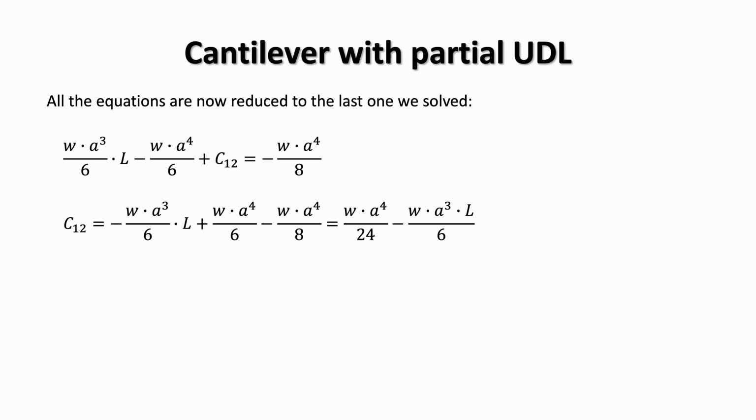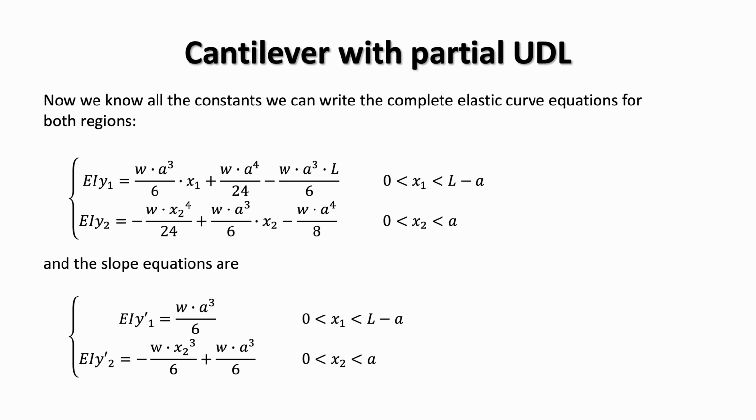At this point, all four constants have been found and the elastic curve and the slope expressions are fully defined in both regions. So let's summarize and write out the complete expressions for both regions. Let's start with the deflection. So for region 1, where x1 runs between 0 and L minus a, we've got an expression of EI times the deflection in region 1 equals wa cubed over 6 times x1 plus wa to the power of 4 over 24 minus wa cubed times L over 6.